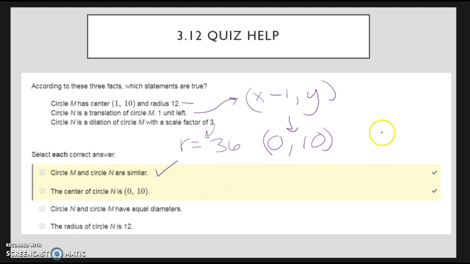Then we do know the center was (0, 10). We just found that based on this statement right here. So that's correct. They don't have equal diameters because one has a radius of 12 and the other has a radius of 36, so definitely not the same. The radius of circle N is not 12, it's 36. We already said that because of the scale factor of 3. Multiply the original radius of circle M, which was 12, by 3, and you get 36. So it's just those first 2 statements that would be true.